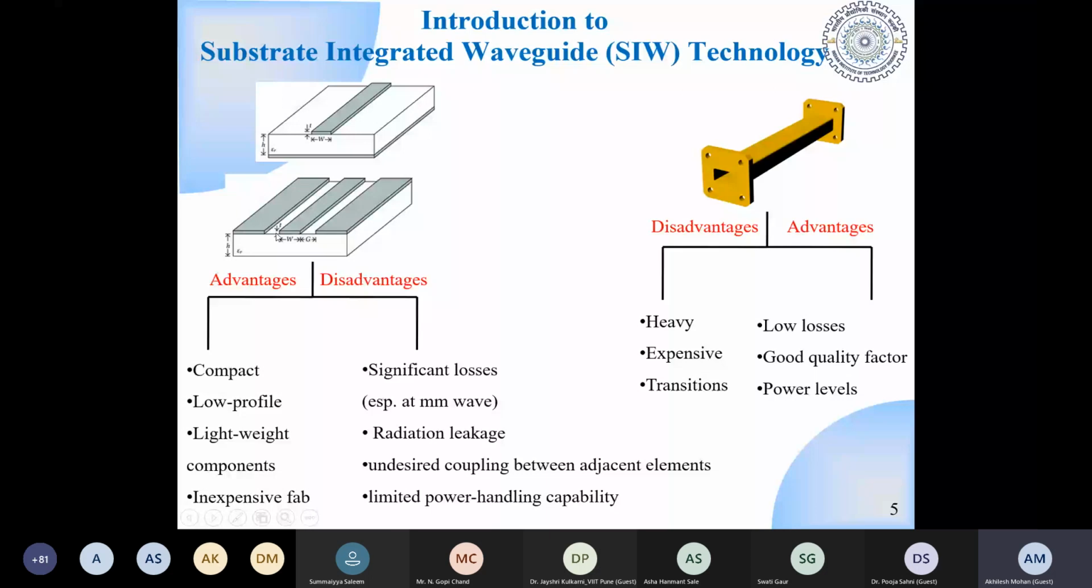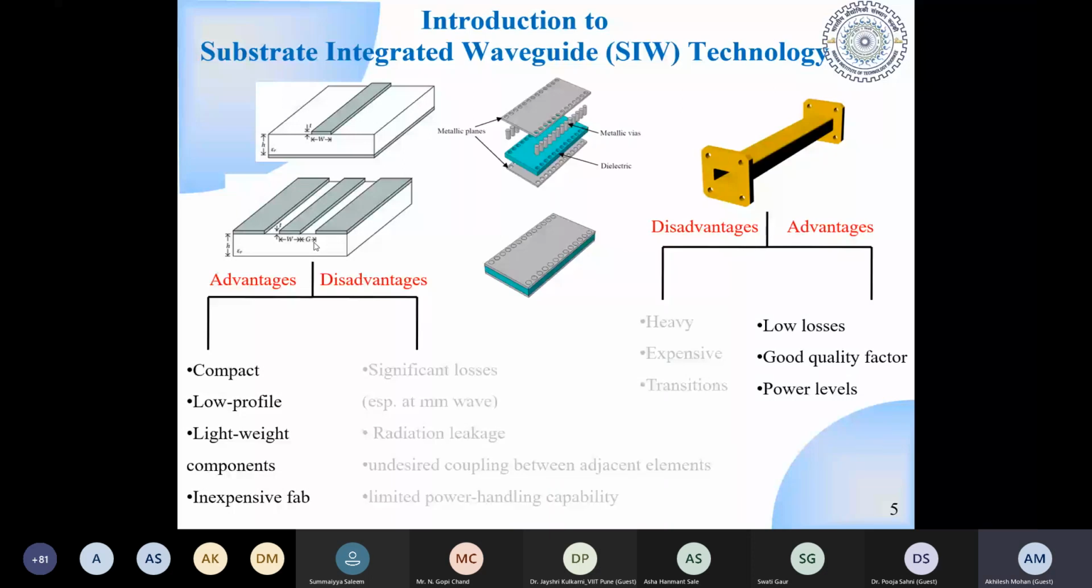So planar structures have certain advantages and disadvantages, and 3D structures have certain advantages and disadvantages. What researchers thought is, why can't we combine the advantages of both structures and come out with a new type of structure, a new technology, which can be used for the design of microwave components.